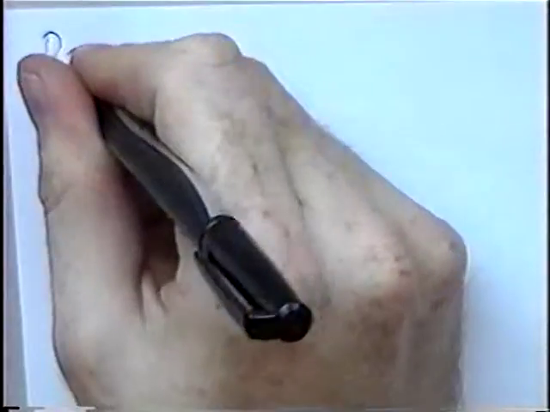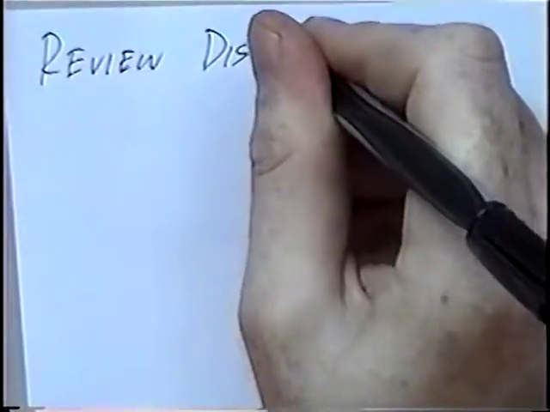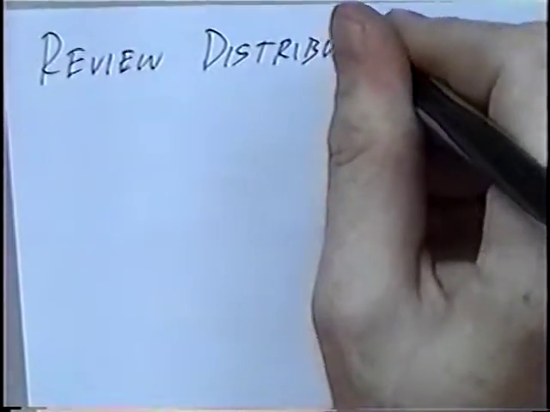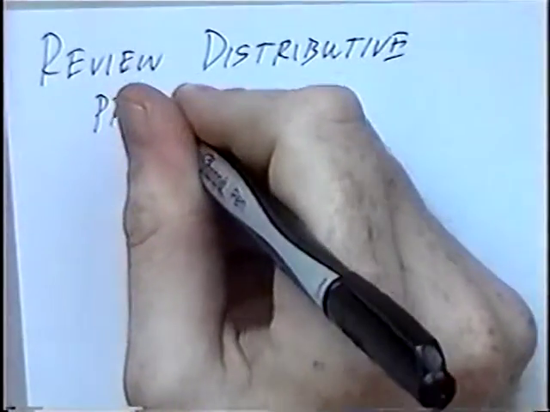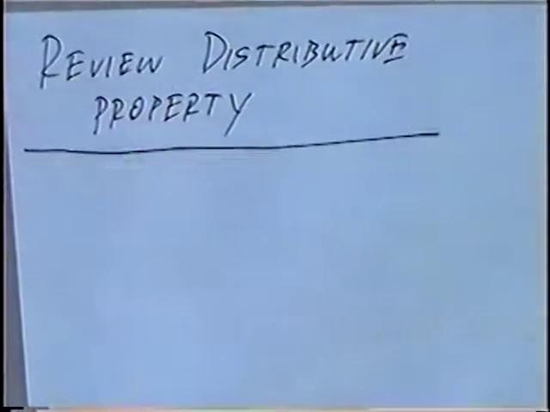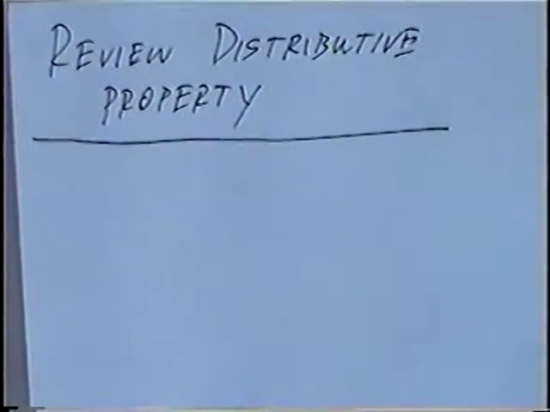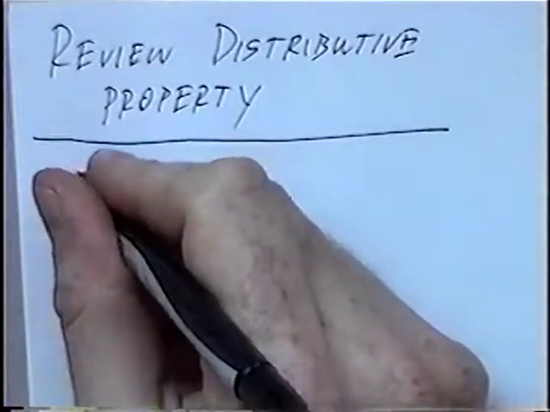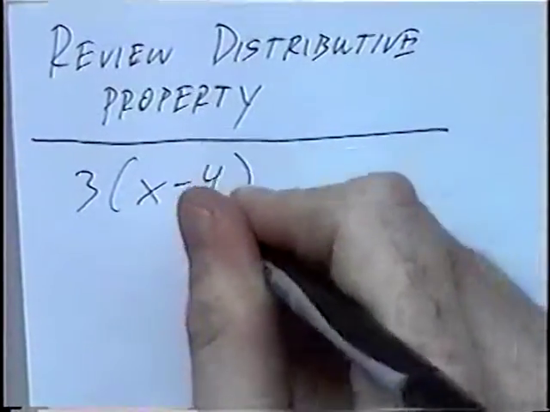Title of the first section today is Review Distributive Property. In these questions, we'll distribute or multiply the number outside the parentheses. First question is 3, and inside parentheses x minus 4.